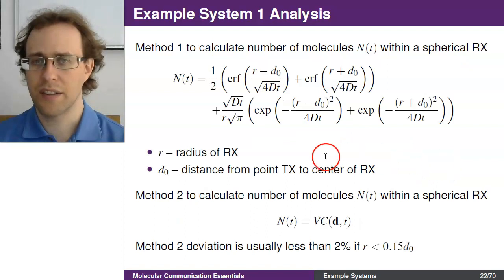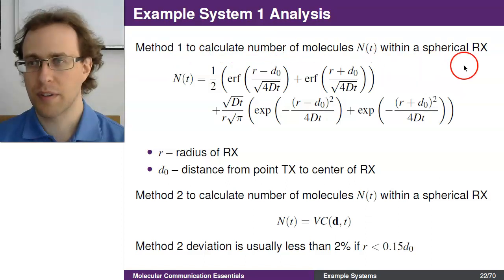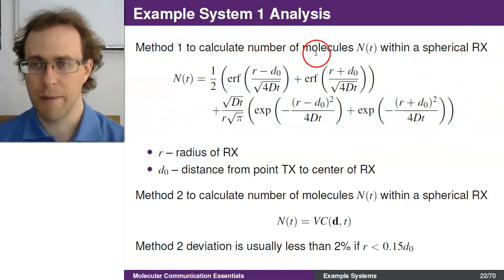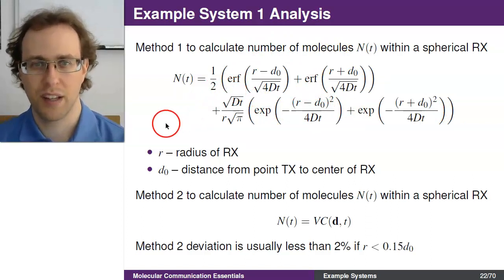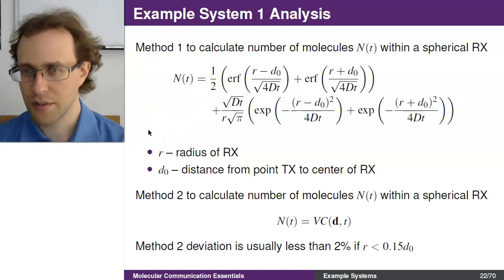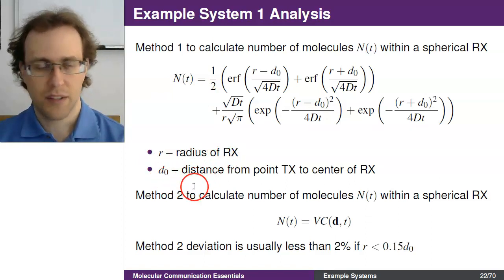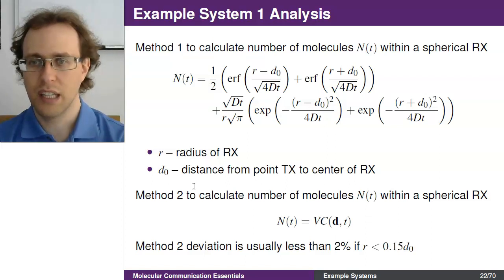Just to elaborate a bit on this analysis, for method 1, where we apply an integration over the volume, to give you an example for the case when you have a spherical receiver, you get this expression here for the number of molecules as a function of time. This expression has two exponentials and two error functions, which are basically integrals of exponentials. In this expression, the lowercase r is the radius of the receiver, and this constant d0 is the distance between the point transmitter and the center of the receiver. So even though this is a relatively simple case, we still end up with a relatively complex expression.